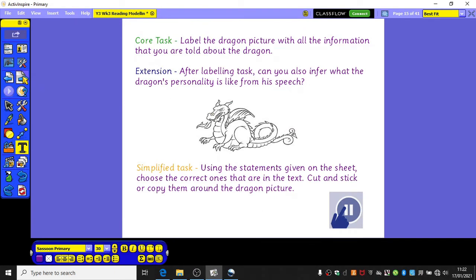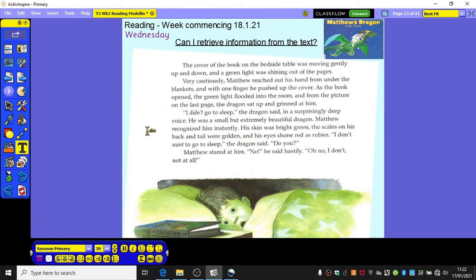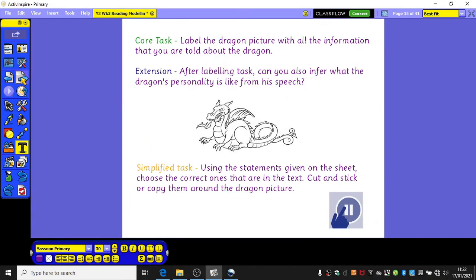Simplified task, I've given you underneath your dragon a variety of statements. Some of them are from this text and some of them are not. You need to select the ones that are in the text and either cut and stick them around the dragon picture or copy them in your handwriting around the dragon picture. Pause the video and do that task, and then come back to the video after you've completed your reading task today.